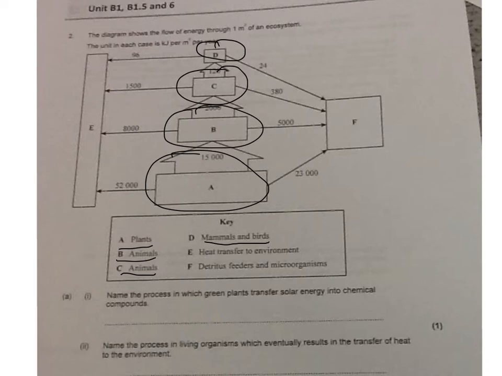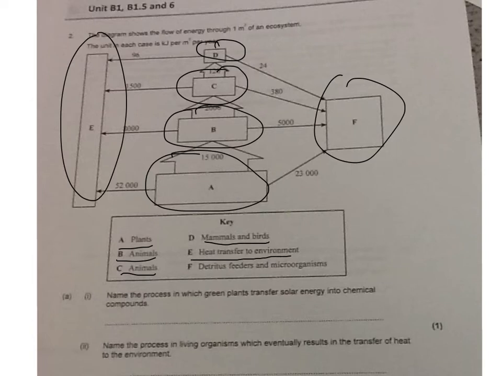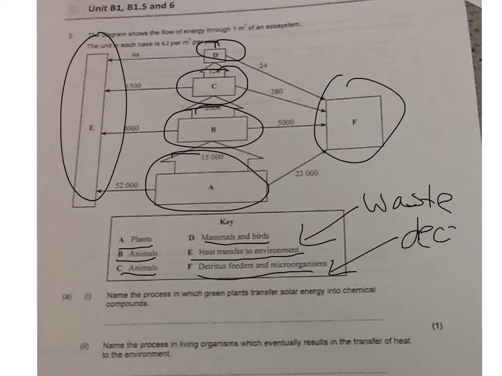What it brings in that we haven't seen before, we've got these parts here, F and E. Now those are just representing heat transfer to the environment, so that's going to be waste energy. So waste energy goes to the environment, and F is the energy that goes to the detritus feeders and microorganisms. So that is the energy or the nutrients that are left over when an organism dies. Okay, so we've got waste and to do with decay there, folks. Okay, so what we'll do, we will rub that off.